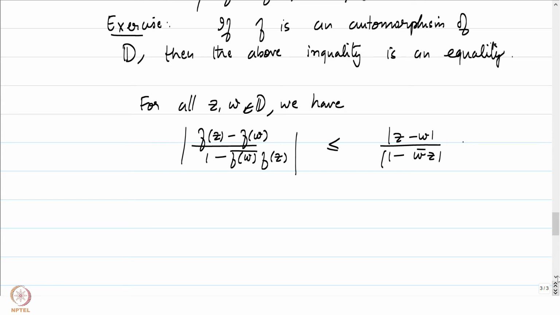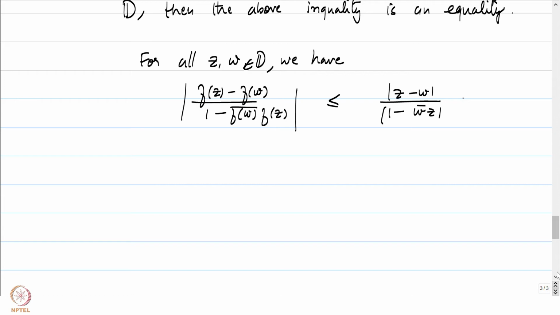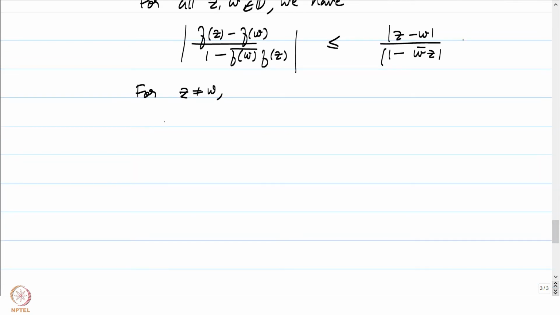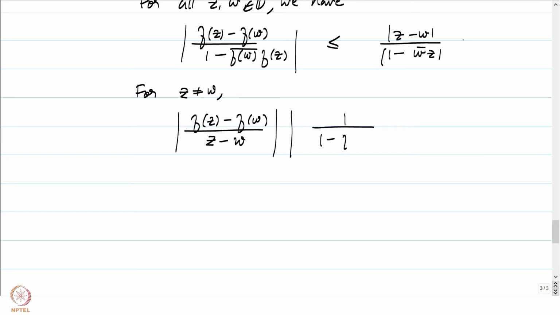Now, if we take Z not equal to W, let's see what happens. We divide the entire inequality by the absolute value of Z minus W, and we have the absolute value of f of Z minus f of W by Z minus W times the absolute value of 1 by 1 minus f of W bar times f of Z, which is less than or equal to 1 by 1 minus W bar Z.